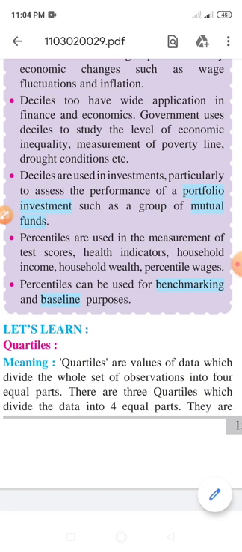So the next and most important part of the topic. First of all, I again welcome all of you, and please listen carefully to all the video lectures from this video lecture, because the actual part of calculation starts from this video lecture. So first of all, the meaning of quartiles.